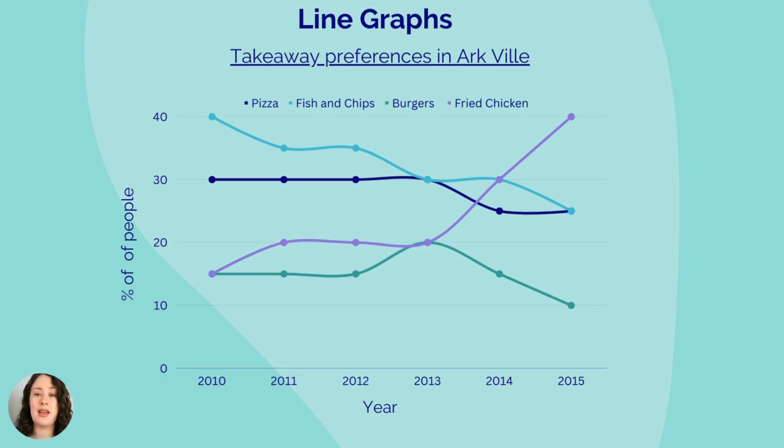When dealing with the line graph, start by trying to identify what it is showing you. In this case, different takeaway preferences, and then look at what the different axes represent.